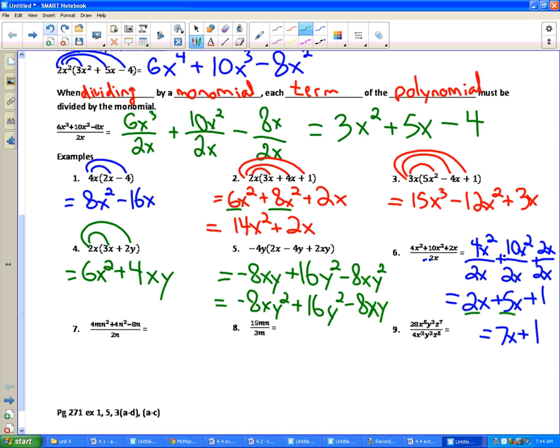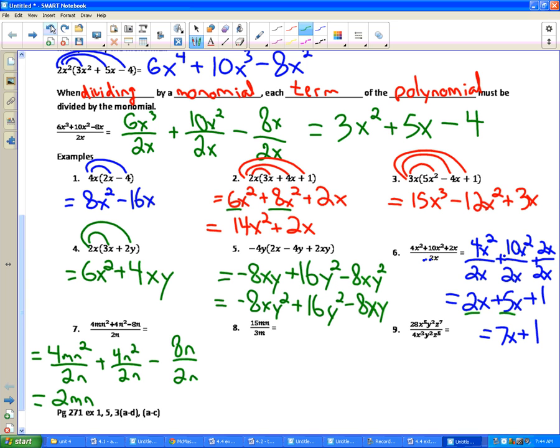Well, let's break it down a little bit. We're going to say 4mn squared divided by 2n plus 4n squared divided by 2n minus 8n divided by 2n. And we're going to break this down a little bit here. And what do we get? We're going to have 2mn. Now in this one, it's a bit weird because I don't have an m down here. So the m's going to stay. I can't divide it, so it's got to stay.